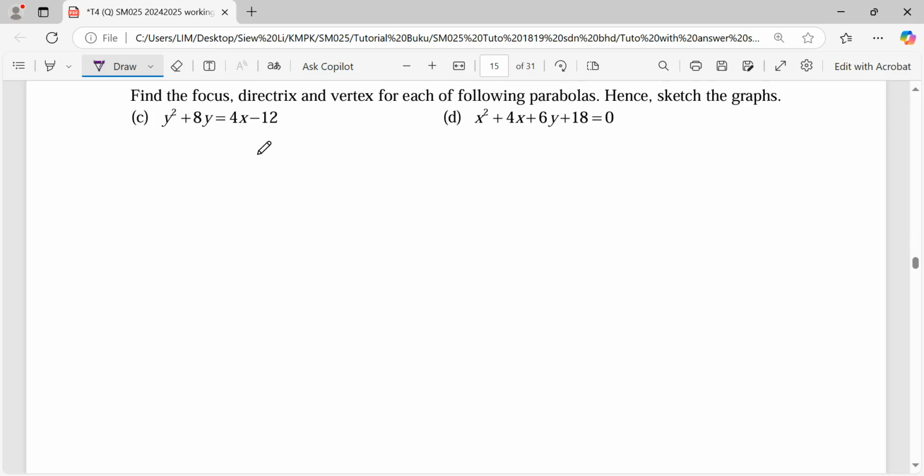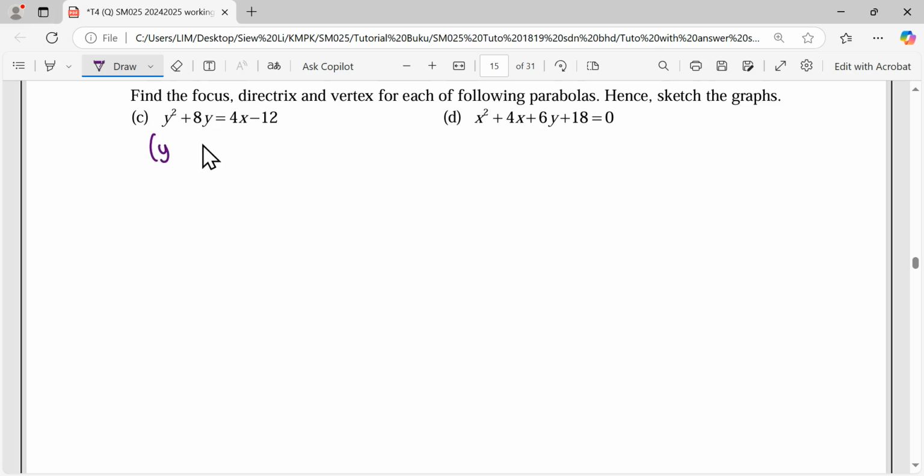Hi everyone. For this question, they asked us to find the focus, directrix, and vertex for each of the following parabolas, hence sketch the graphs. So for this equation, we need to put it in the standard form where the term with the square is at the left hand side, and the term without the square, which is x here, is at the right hand side. So we complete the square so that this y can be put in the bracket.